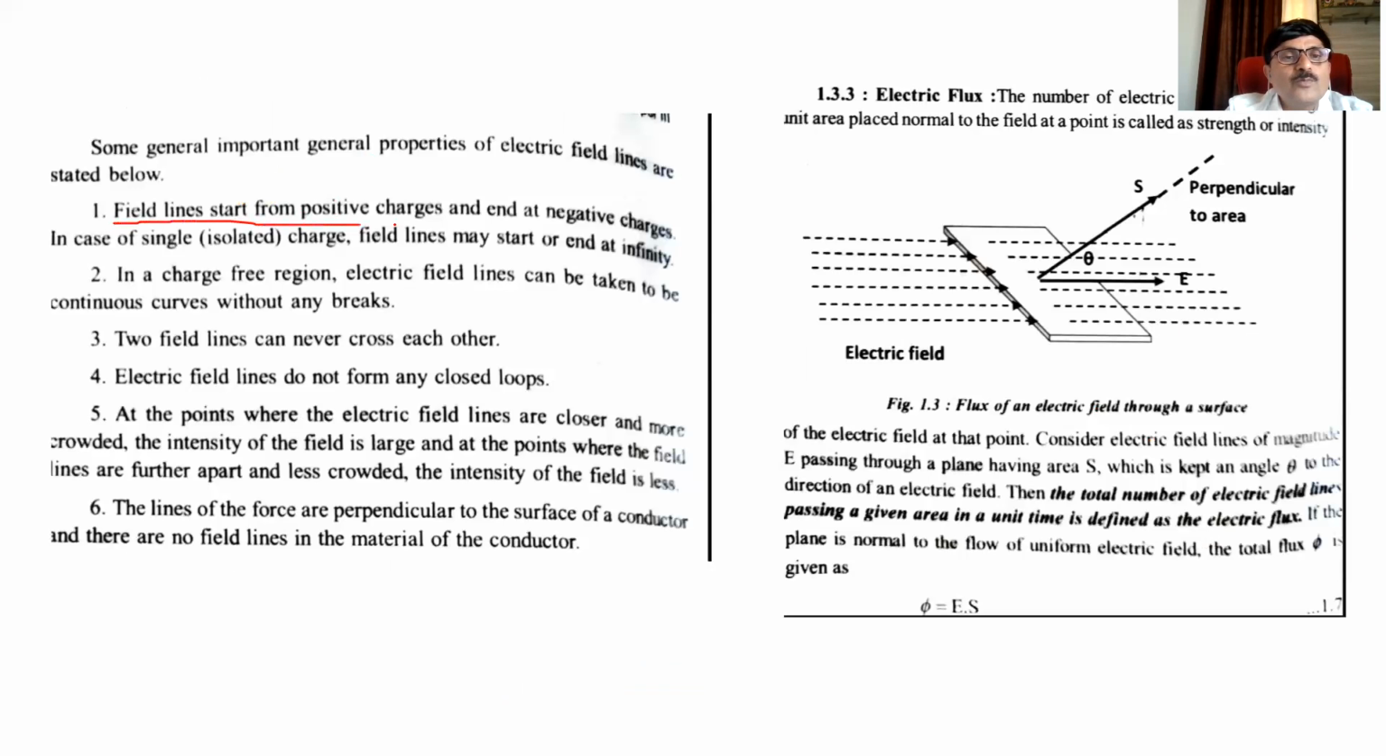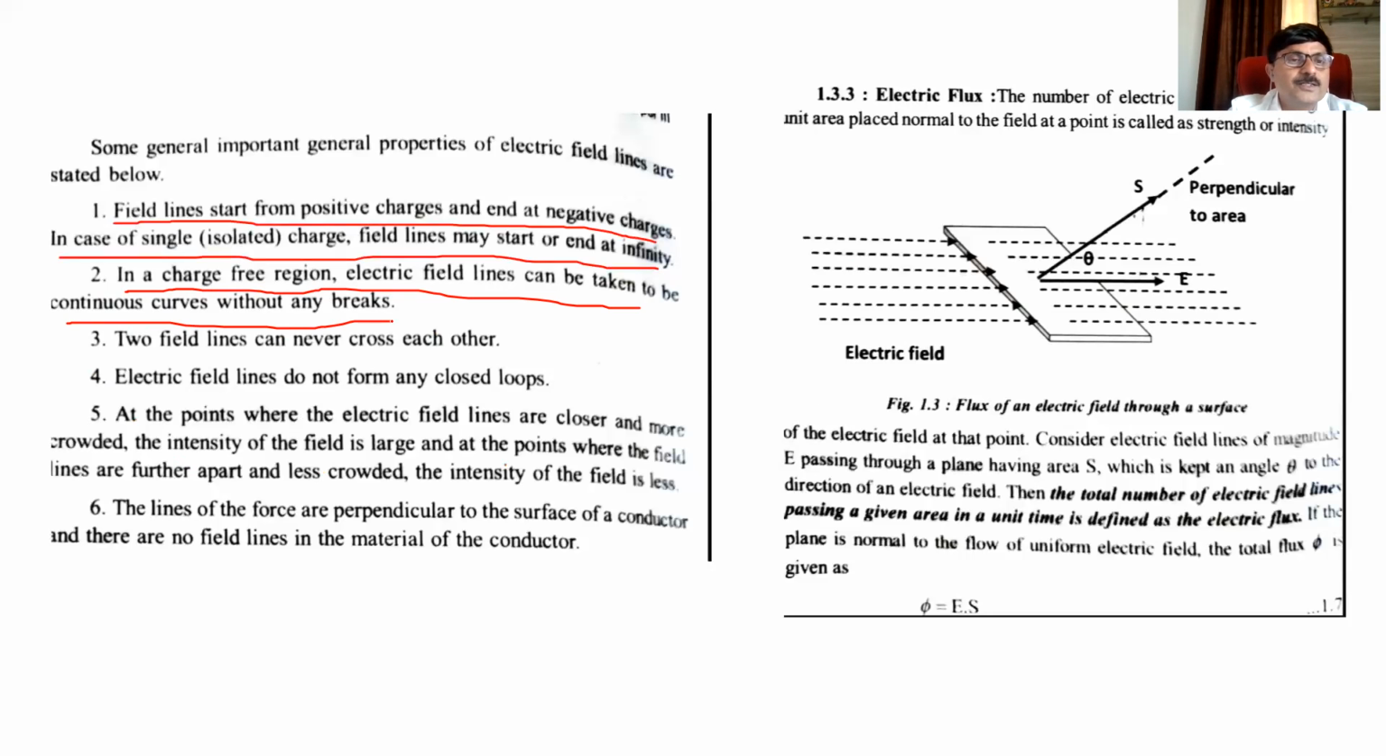Electric field lines start from a positive charge and end on a negative charge, as I have explained. But in the case of a single isolated charge, field lines may start or end at infinity. That means for a positive charge, electric field lines start from that charge and end at infinity. For a negative charge, the electric field lines originate from infinity and terminate on the negative charge. In the charge-free region, the electric field lines can be taken to be continuous curves without any breaks.